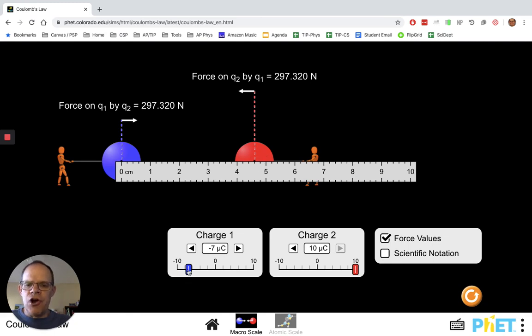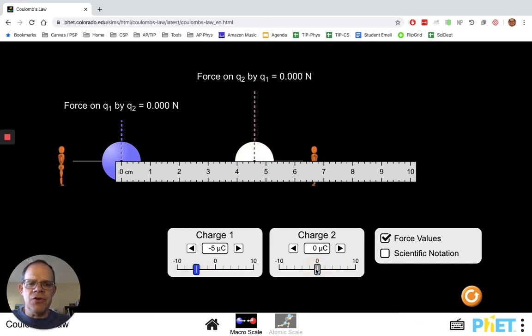You're going to fix charge 1 at whatever is specified in your lab. And then you are going to vary charge 2. So start at 0 and then make charge 2 1 microcoulomb and 2 microcoulombs and 3 microcoulombs. And each time you're going to record the force, and then you're going to look for a math model there, okay? That's the first part of the lab.